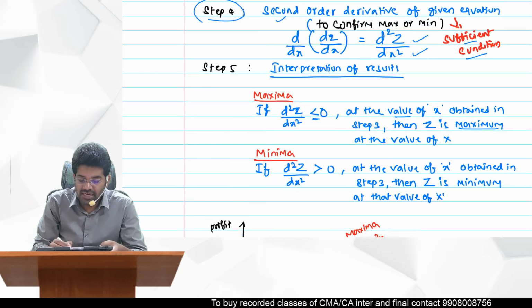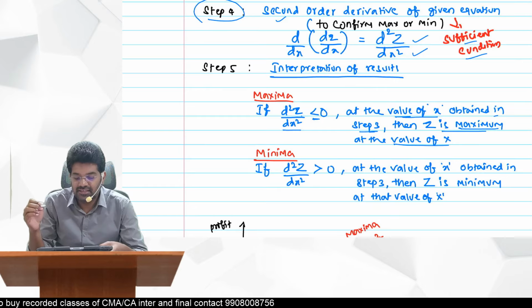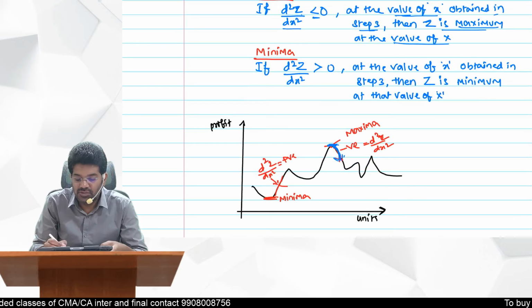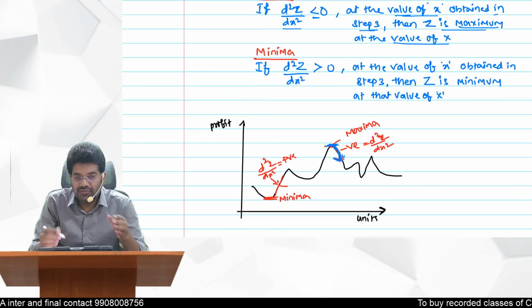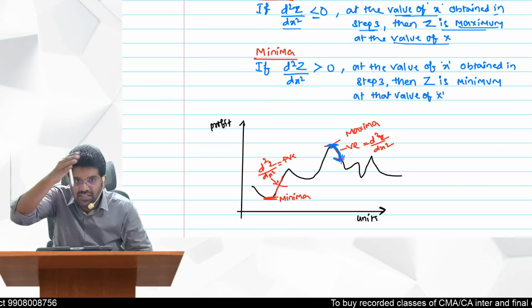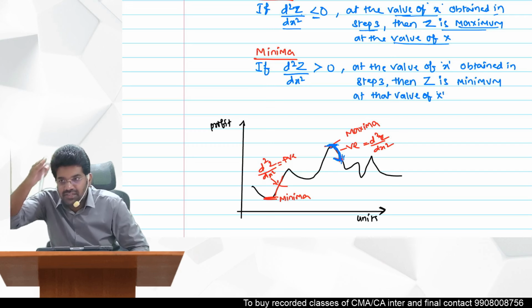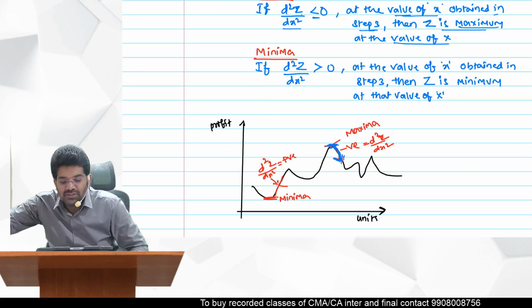If d square z divided by dx square is less than 0 at the value of x obtained in step number 3, then z is the maximum at that value of x. Right. So now if it is less than 0, what that indicates is the curve is coming downwards. If it is less than 0, the curve is coming downwards. So that is what it indicates.